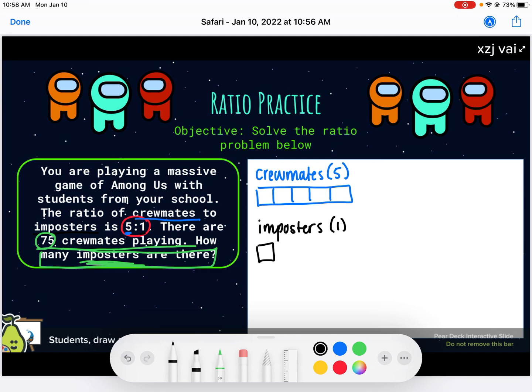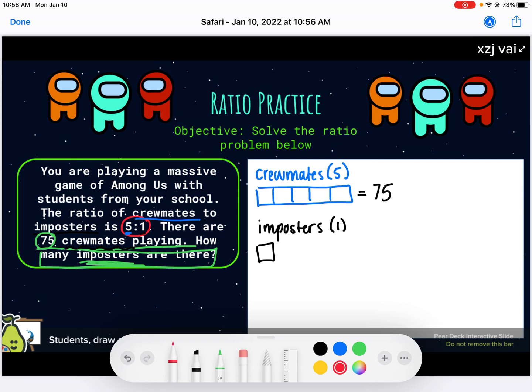Let's think about it. 75 crewmates. Crewmates. Is that a part of the ratio? Yeah, I could clearly see a part right here that says crewmates. So that means that crewmates has to total to 75. And if I know that diagram, all those boxes have to total to 75. Don't I have enough information to find the value of each one?